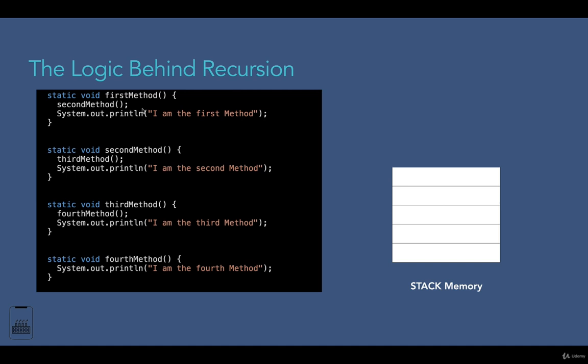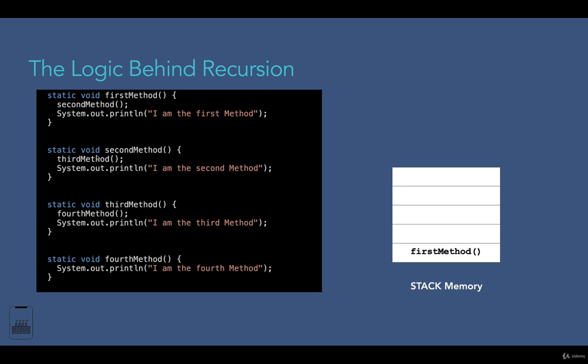To remember the name of the method, the system pushes this first method name to the stack memory. In this way, the system remembers that it needs to come back to this first method. So the first method is pushed to the stack memory. Then it continues to the second method.